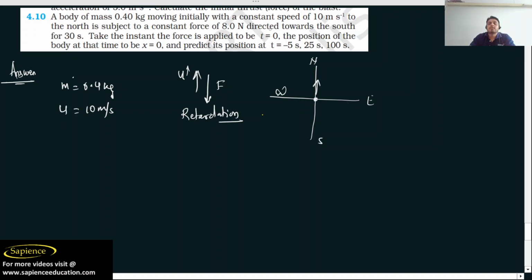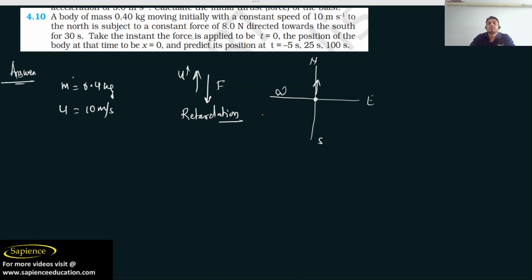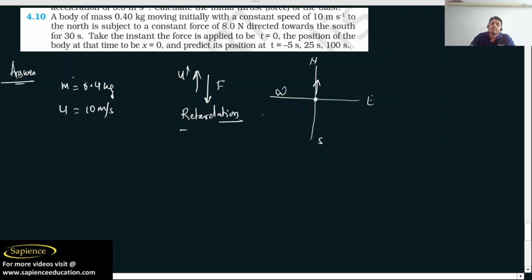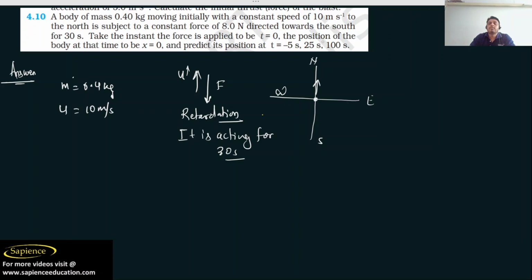So a constant force directed towards south for 30 seconds. For how much time is it acting? It is acting for 30 seconds. Okay. Take the instant the force is applied to be t equal to 0. The position of the body at that time to be x equal to 0.